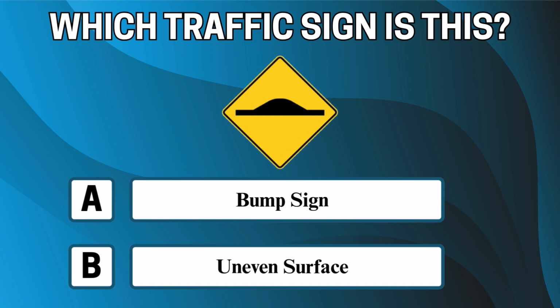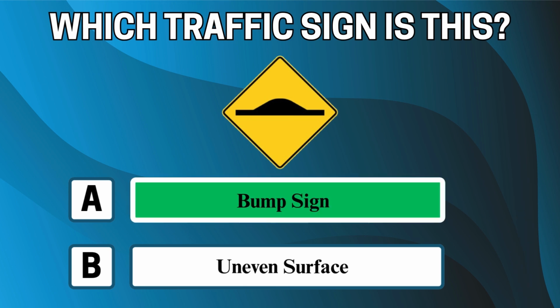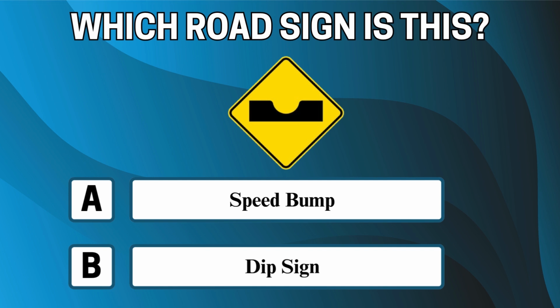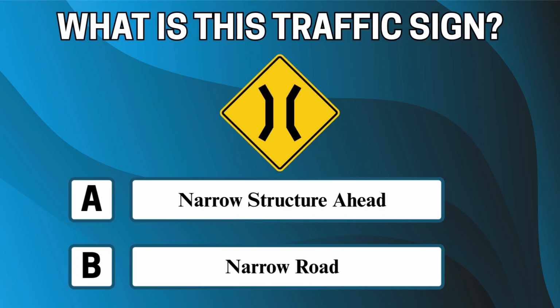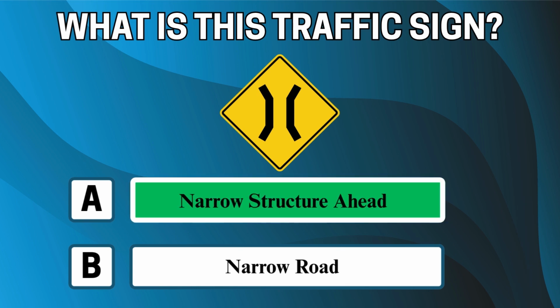Which traffic sign is this? Exactly, it is the bump sign. Which road sign is this? Correct, that is the dip sign. What is this traffic sign? Yes, it is the narrow structure ahead sign.